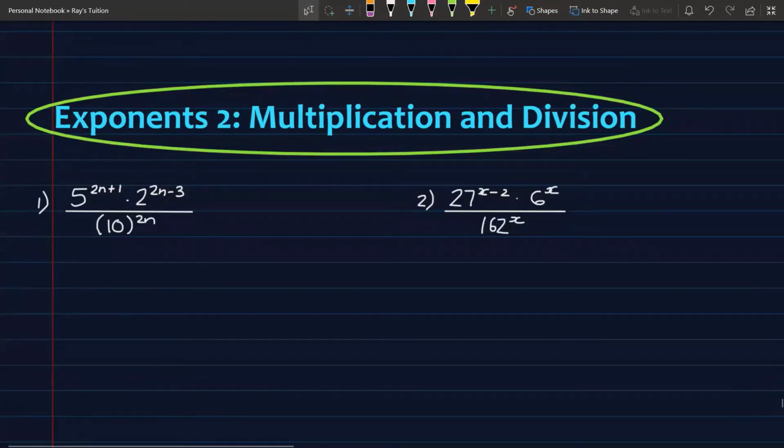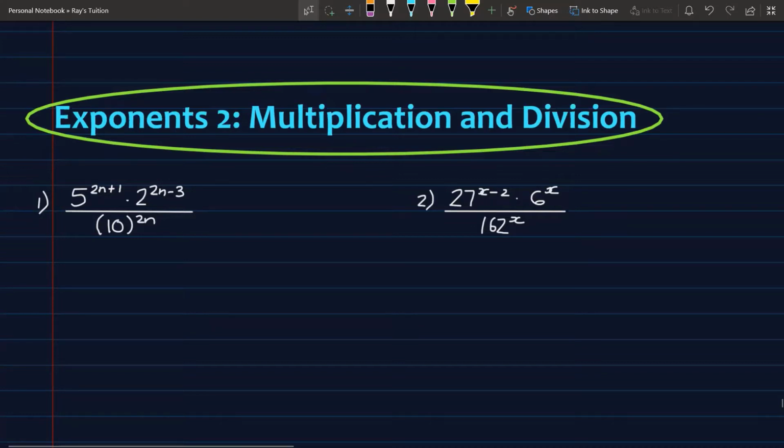Everybody, and welcome to this video on exponents. In this video, we're having a look at multiplication and division. So we're just going to do examples in this video. If you're not familiar with the concepts of exponents, please watch our basic exponent series first before attempting these ones.